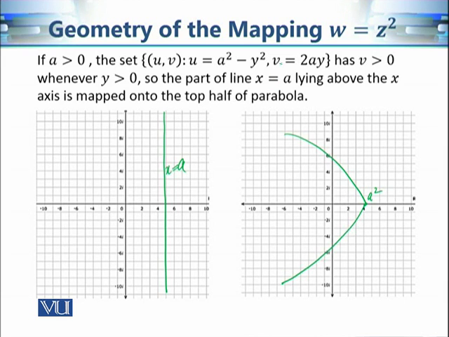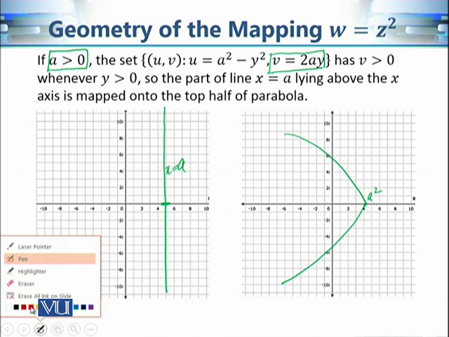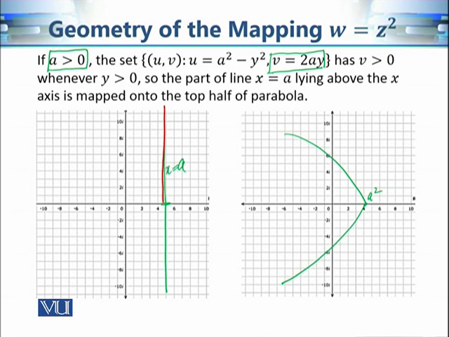Now consider this part of the discussion where v is equal to 2ay. If a is greater than 0 and y is greater than 0, then v is greater than 0. So definitely if we consider the portion of the line for which y is greater than 0, in other words above x-axis, so this portion has y greater than 0.